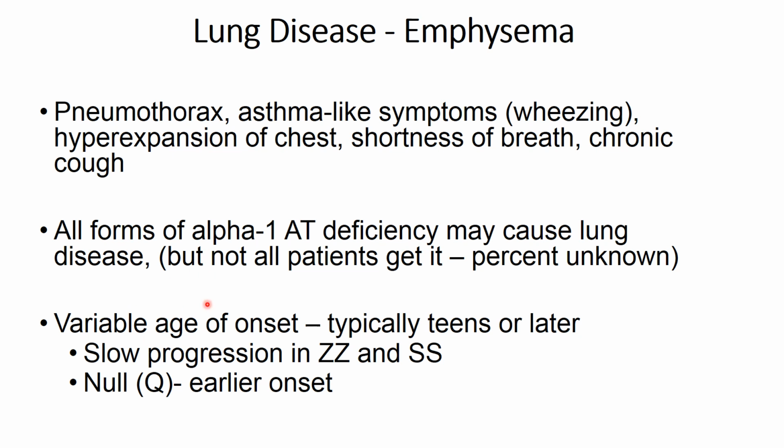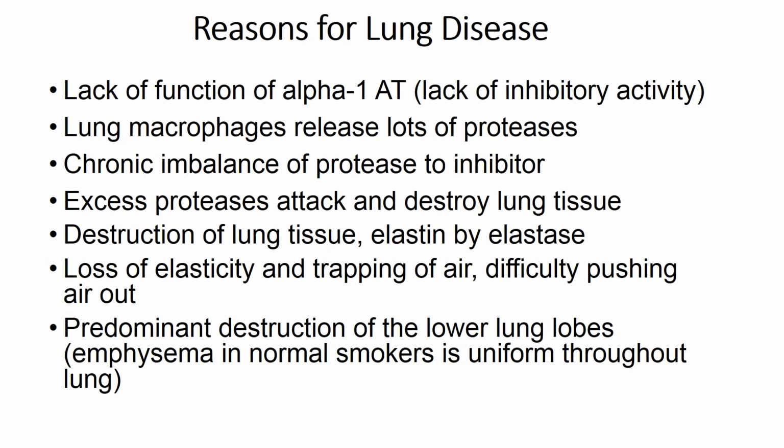The onset in age is variable, typically in the teenage years or later, and it has a slow progression in the case of ZZ or SS carriers. With the null mutation, of course, there's an earlier onset because there is actually no inhibitor circulating in the blood. So what is the reason for this? Of course, lack of function, lack of the inhibitor, or a decreased amount of inhibitor which circulates in the blood.